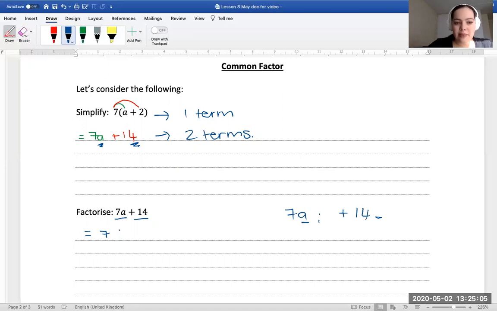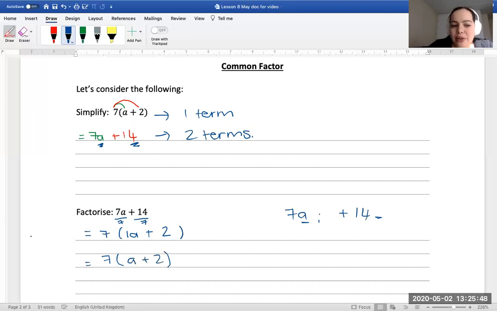Now, the next step is going to be to open up a bracket, okay? Because remember, I want the product of something. So I want to times things together. And I know one of them here is going to be my common factor that I pulled out. Now, what I need to do is take this first term and divide it by this common factor I pulled out. 7a divided by 7. Hopefully, you'll see that 7 divided by 7 is 1. So we've got 1a. And then we take the second term and we divide by 7. 14 divided by 7 is equal to 2. All right. We can just write this as 7 times a plus 2.